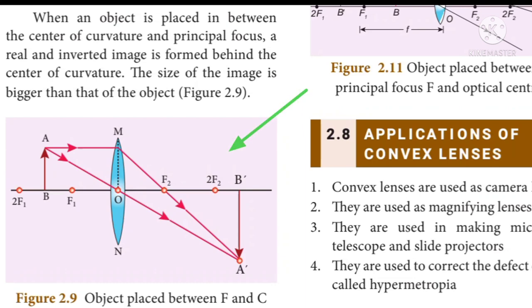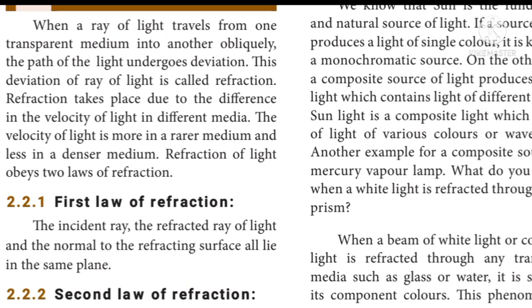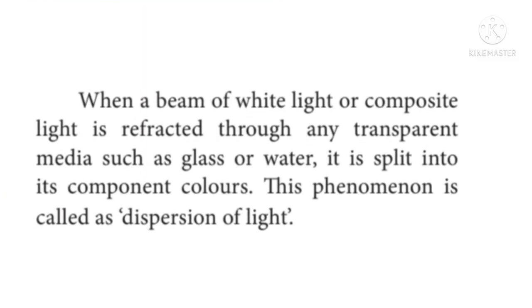Next, fourth question, define dispersion of light. It is in page number 17. When a beam of white light or composite light is refracted through any transparent media such as glass or water, it is split into its component colors. This phenomenon is called dispersion of light.